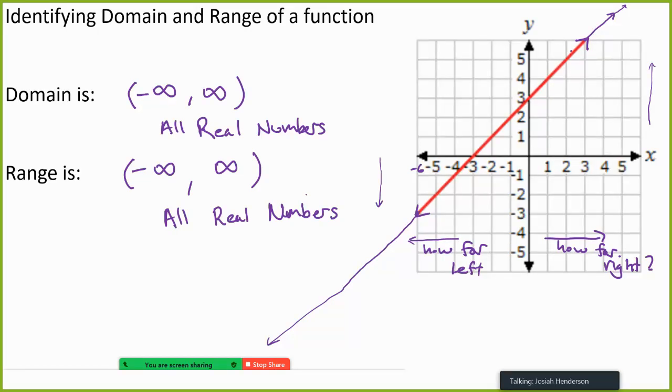So when your graph is basically traveling forever off the screen and to the right off the screen, it's safe to say the domain and range is all real numbers. But it won't always be that simple. What if they kind of cap off our graph at some point? And let's look at an example or two of what that looks like.